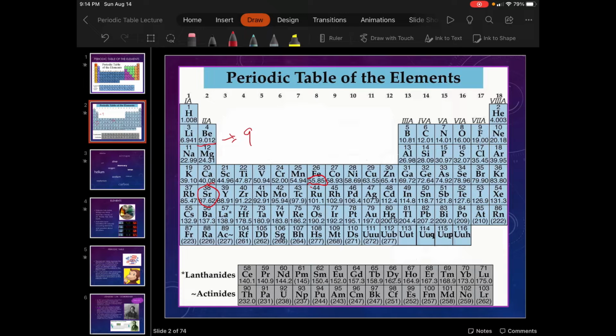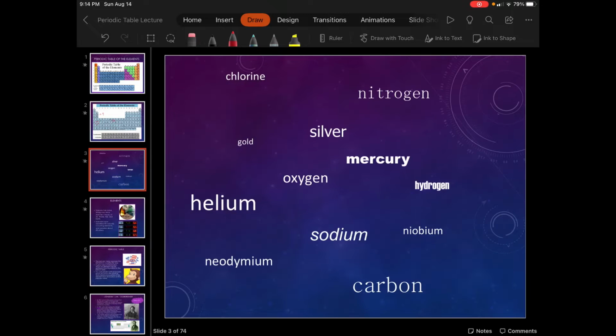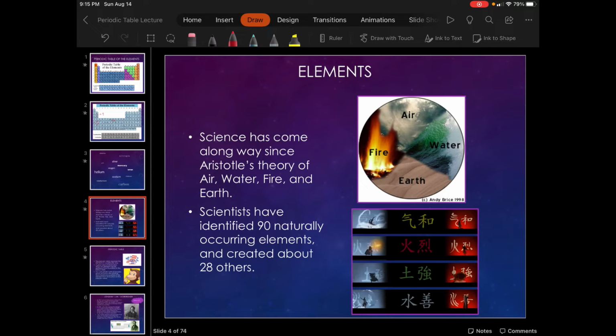That is why this number is not a simple 9, because there are multiple isotopes of each element on the periodic table. Now, when we think about the periodic table, we run into elements such as chlorine, silver, gold, oxygen, helium, neodymium, sodium, carbon, niobium, hydrogen. We see these elements, and each of them is placed on the periodic table for a specific reason, the similarities of their properties.